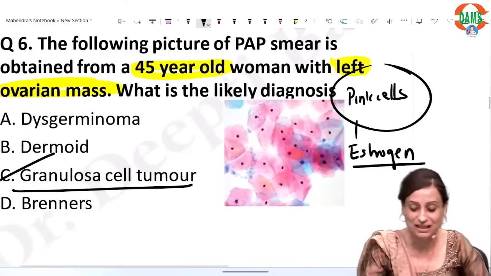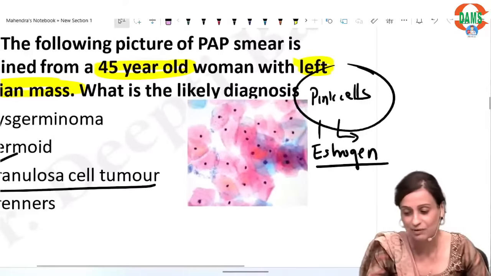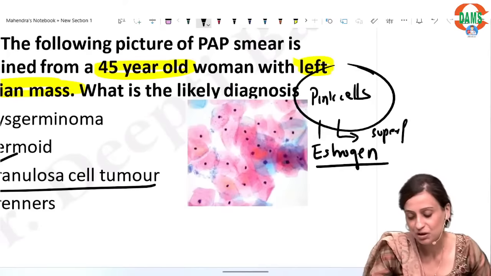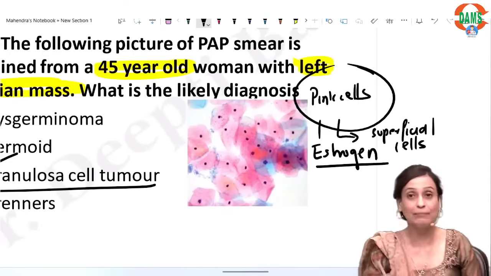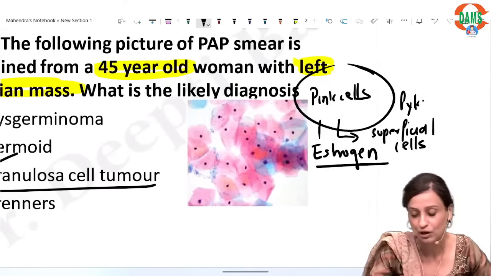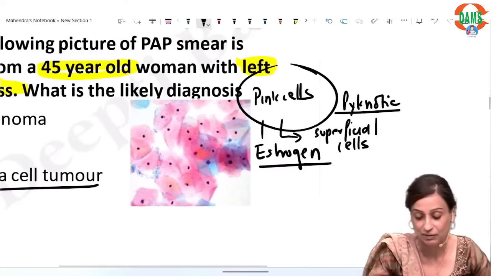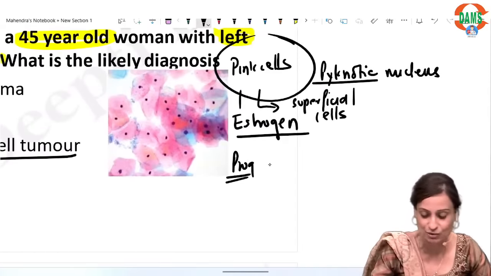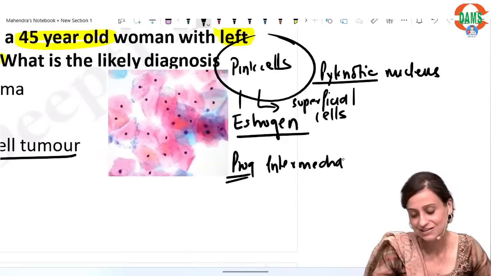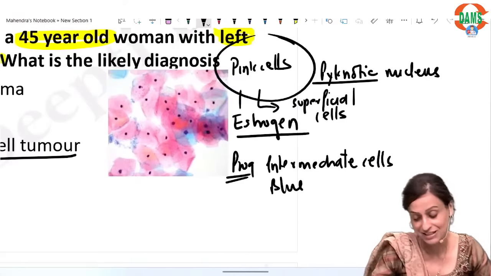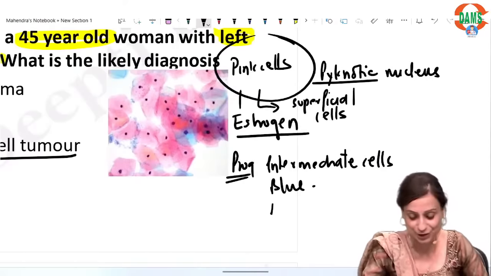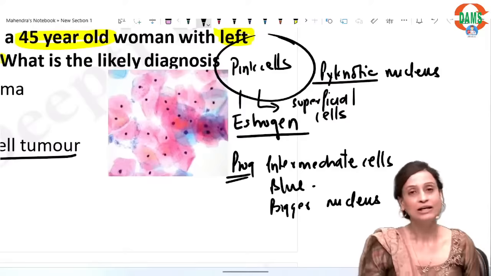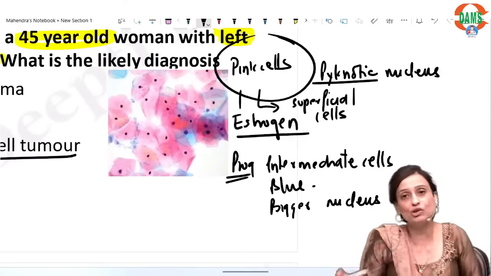And what do the pink cells mean? Yes, that's a good going, everyone. So Shabnam and Lakshmi, everybody. Yes, Sushmita. So pink cells actually mean superficial cells, and if you can see, they are big cells with a pycnotic nucleus. That's the key thing. What kind of cells do you see with progesterone? With progesterone, it is going to be intermediate cells. The intermediate cells usually stain blue and they have a slightly bigger nucleus. So blue and a bigger nucleus is what is progesterone. Remember, in the absence of estrogen and progesterone, it's going to be parabasal cells.